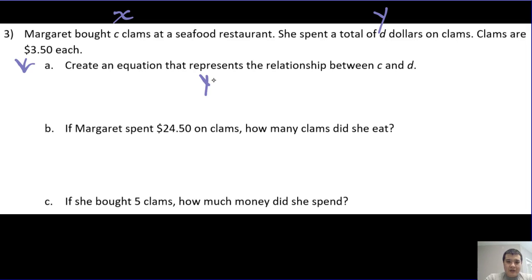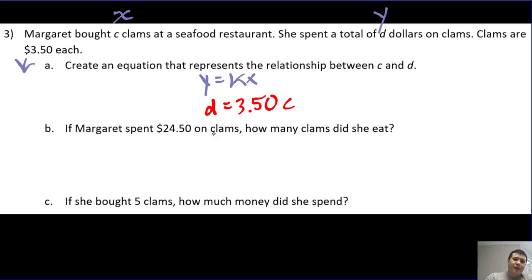So again, Y equals KX, but we're going to replace all of those with the variables and the numbers used inside the question. So, Y is going to be D, and our unit rate is $3.50, and our X is going to be C.